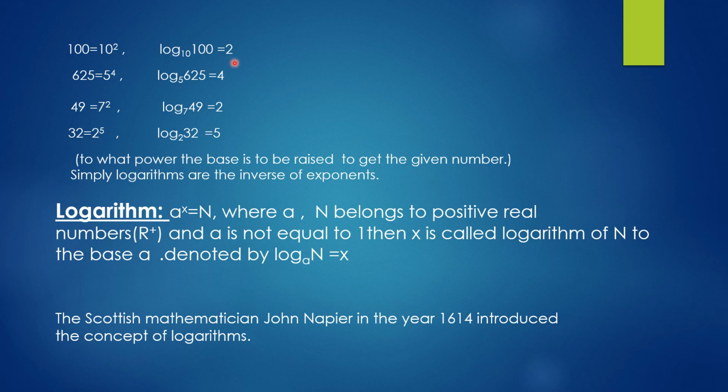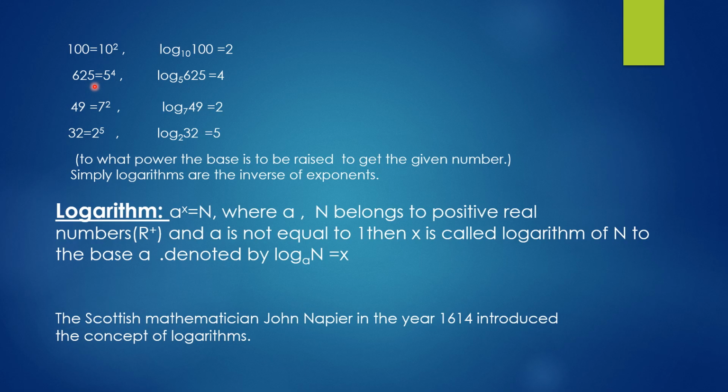Simply remember one thing: to what power the base should be raised to get the given number is nothing but the logarithm of that number. To what power is the base to be raised to get the given number? For example, 625 is equal to 5 to the power of 4. To get 625, the base is raised to the power of 4. So logarithm of 625 to the base 5 is equal to 4.